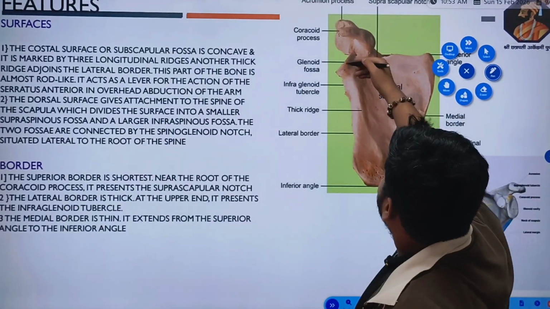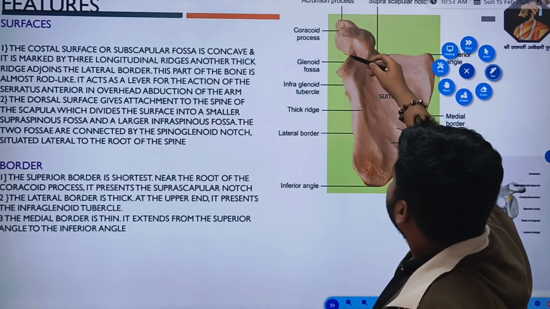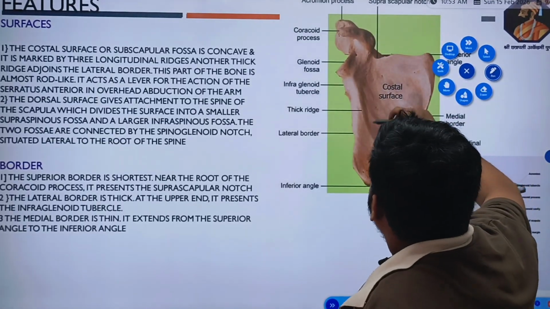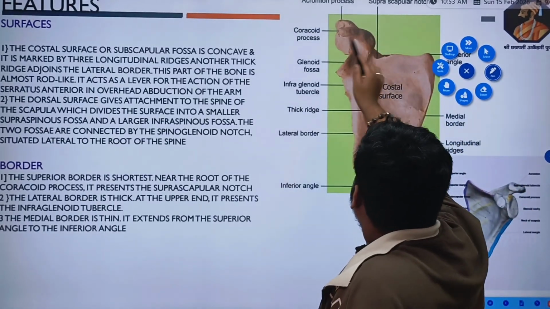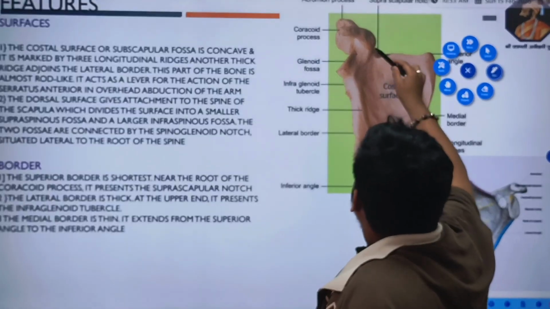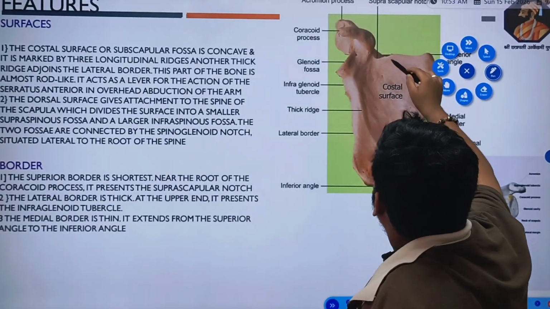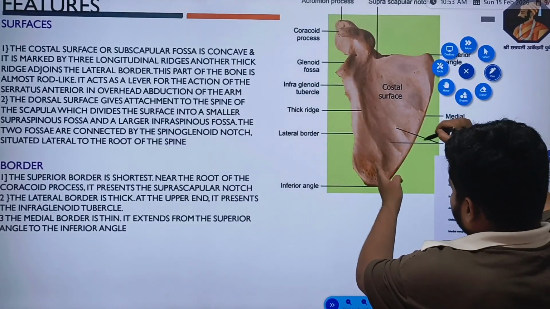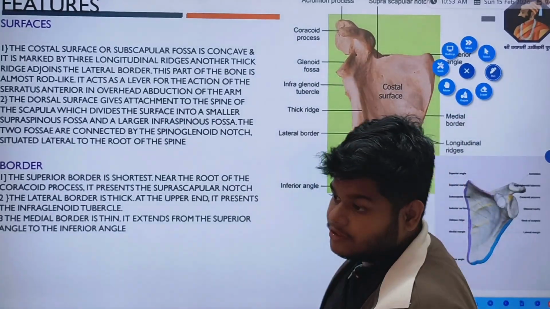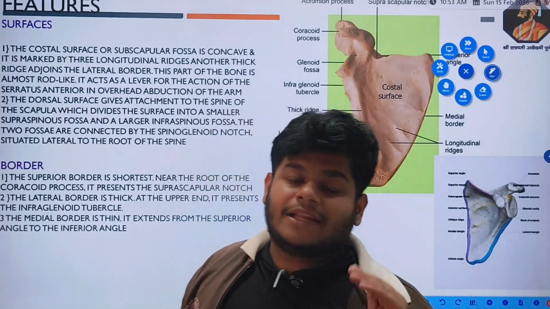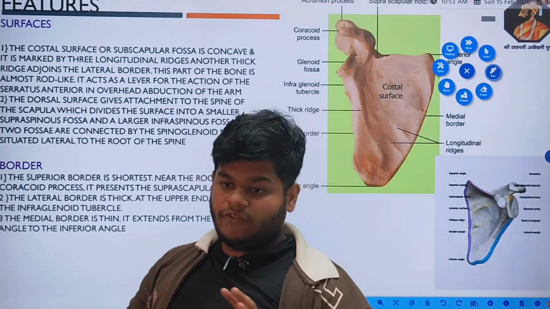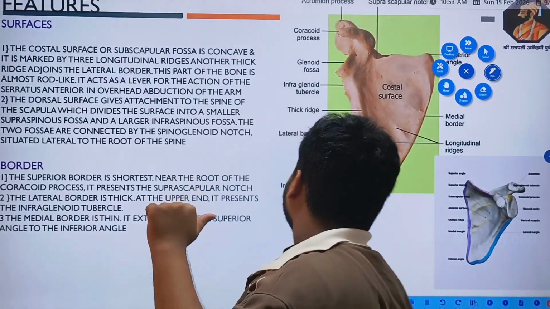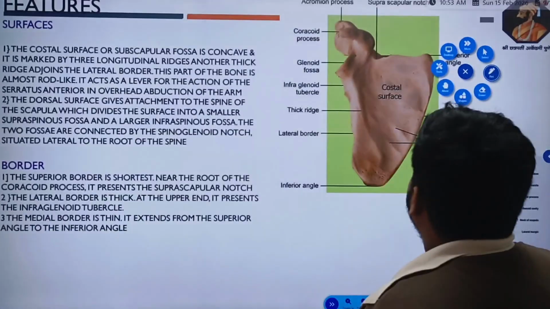So see, this is the glenoid fossa where the glenoid cavity is present, and it articulates with the humerus with the help of a ball and socket joint. This is the acromion process. This is the coracoid process, and at the root of the coracoid process there is the suprascapular notch. There are longitudinal ridges which give lever system action to this scapula, which we will see in one more lecture on lever systems. There are three types of lever: first, second and third. How they work we will see later on.